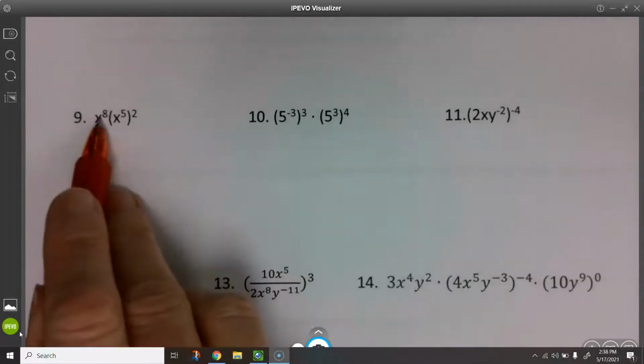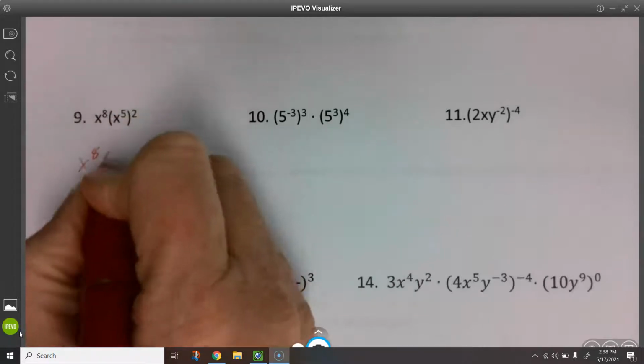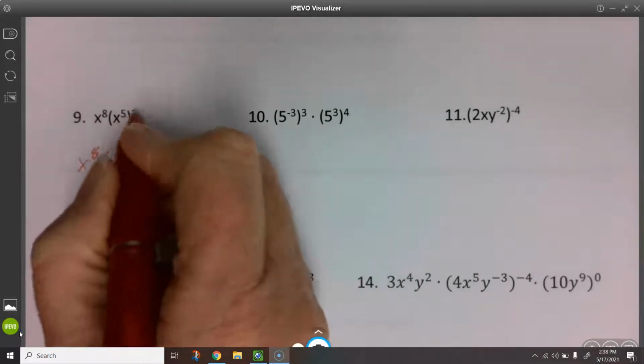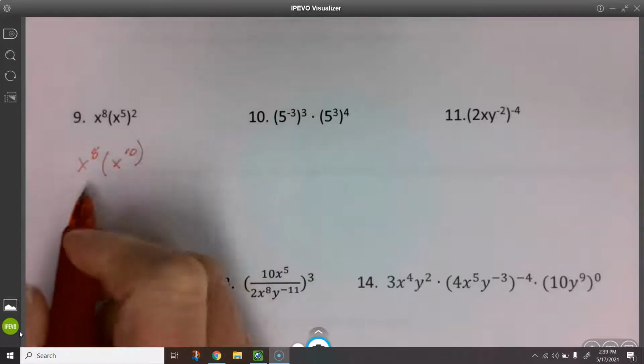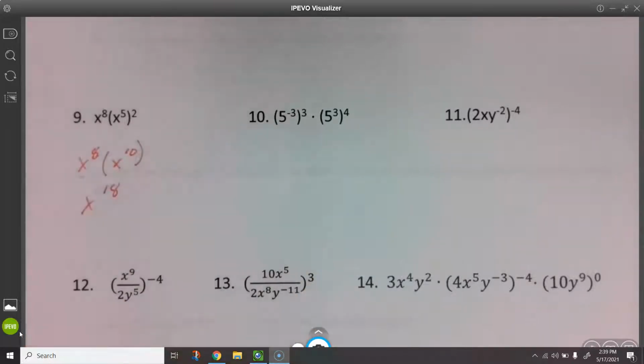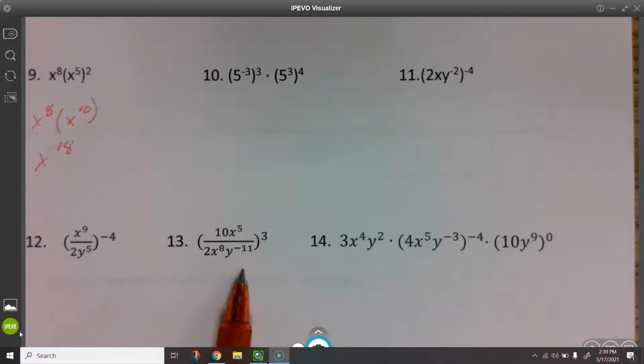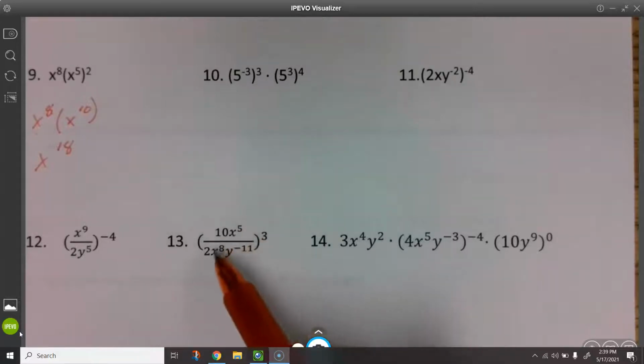So here we go, x to the 8th, x to the 5th, x to the 2nd. So x to the 8th hangs out until I actually multiply this one. I'm going to take a power to a power and multiply. Now when I multiply, I'm going to add. So that's 8 plus 10, which is 18. Hopefully you remember that.